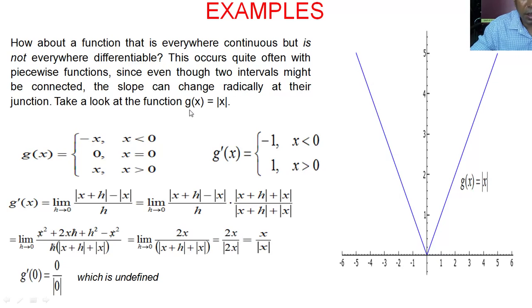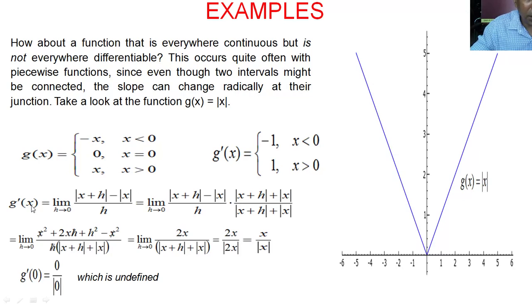Now let us consider the example that g x is equal to mod x, and we know the definition of the modulus function. It is defined as minus x when x is less than 0, 0 when x is equal to 0, and it is plus x when x is greater than 0. And when we find g dash x, it is d by dx of minus x, which becomes minus 1 when x is less than 0, and it is plus 1 when x is greater than 0. Now the question comes, what happens to it when x is exactly equal to 0? Now let us find out the derivative of the function at x is equal to 0.